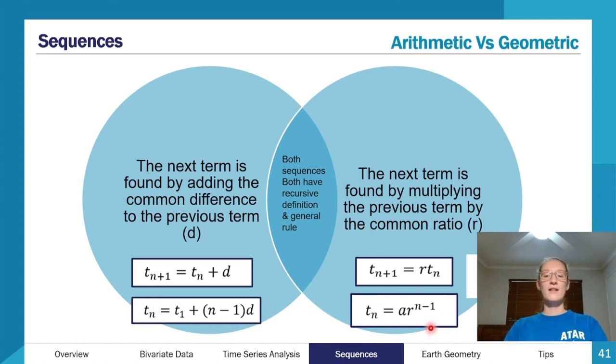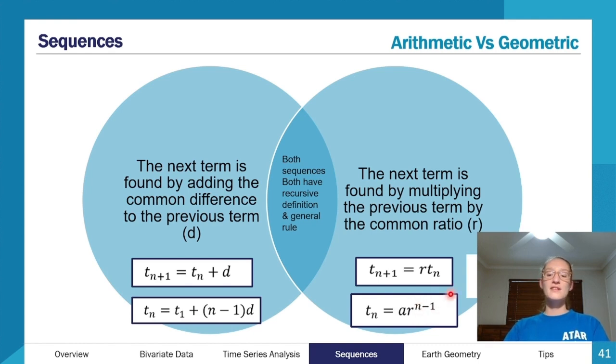Coming over here, we've got our general rule for our geometric sequence. We have Tn equals A. Remember, A is the same as T1. It's like our starting point. A is T1, so that's our starting point, multiplied by r, which is our common ratio. And then we have n take 1.